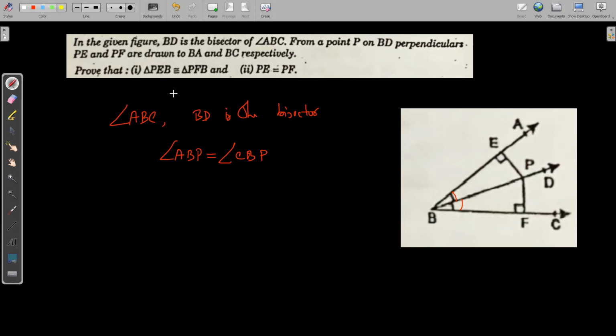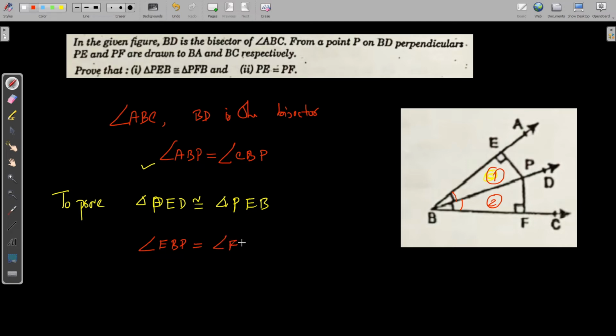Fine. So the first thing we need to prove is that triangle PEB is congruent to triangle PFB. So let's start writing the given points. We already got 1 point here. In the triangle PEB, let me write triangle 1 and 2, it will make more sense. See, in the first triangle, angle EBP is equal to, in the second triangle, FBP. Why? It's already given here.